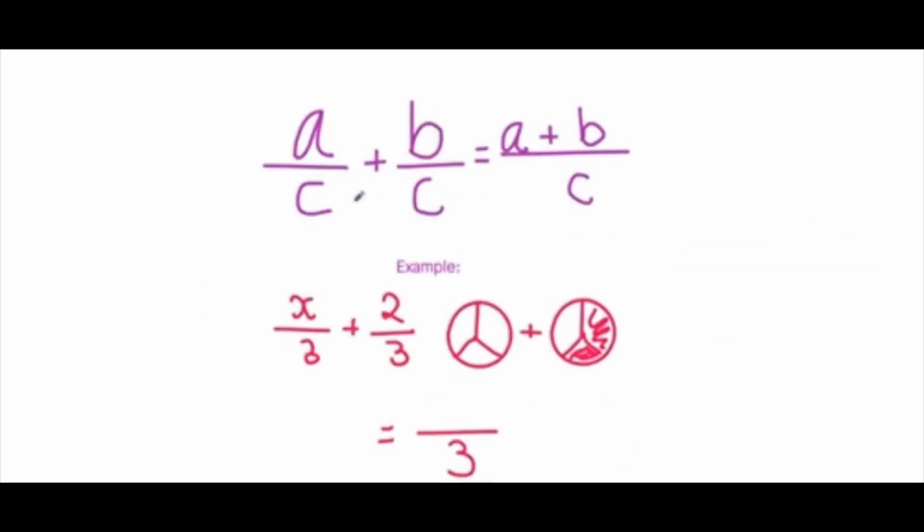So a over c plus b over c equals a plus b over c, and here we have an example of this format. We have x over 3 plus 2 over 3, and here is its visual representation. Since x represents an unknown value, we don't shade anything in. And here we have 2/3, so we have 2 shaded in out of the 3 equal parts, and both these circles have the same 3 equal parts. So here we would have x plus 2 as the numerator, and 3 would be the denominator.